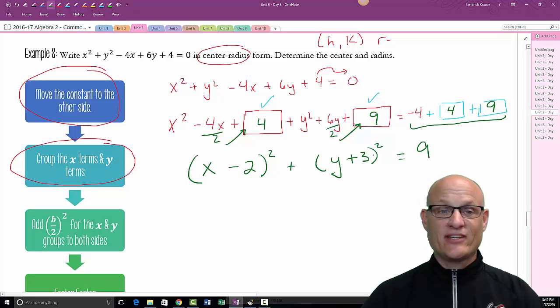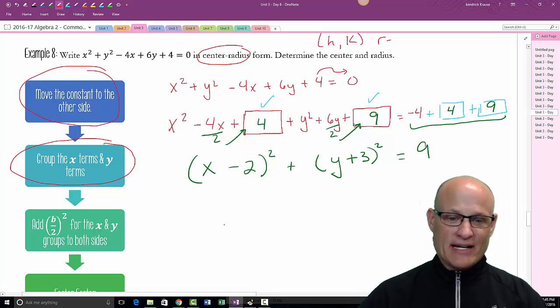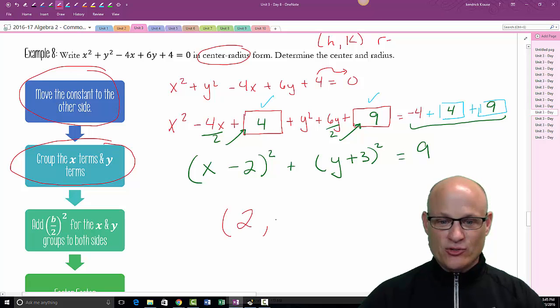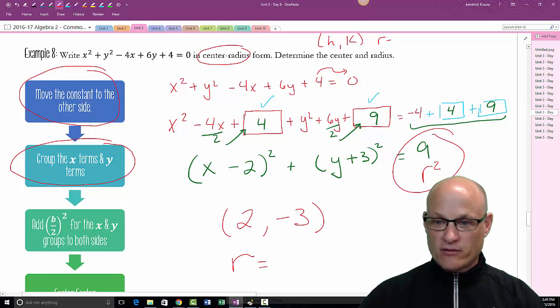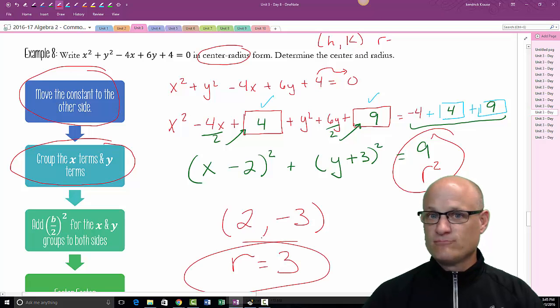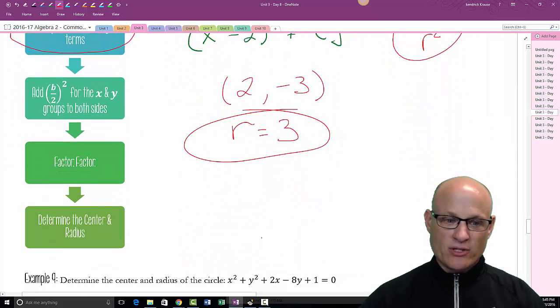I'm done. That's it. What is my center? My center is positive 2, negative 3. And my radius is equal to, remember, this is radius squared. So my radius is just 3. What do you think? Not too bad, right? Circles aren't bad at all. You can handle them, all right?